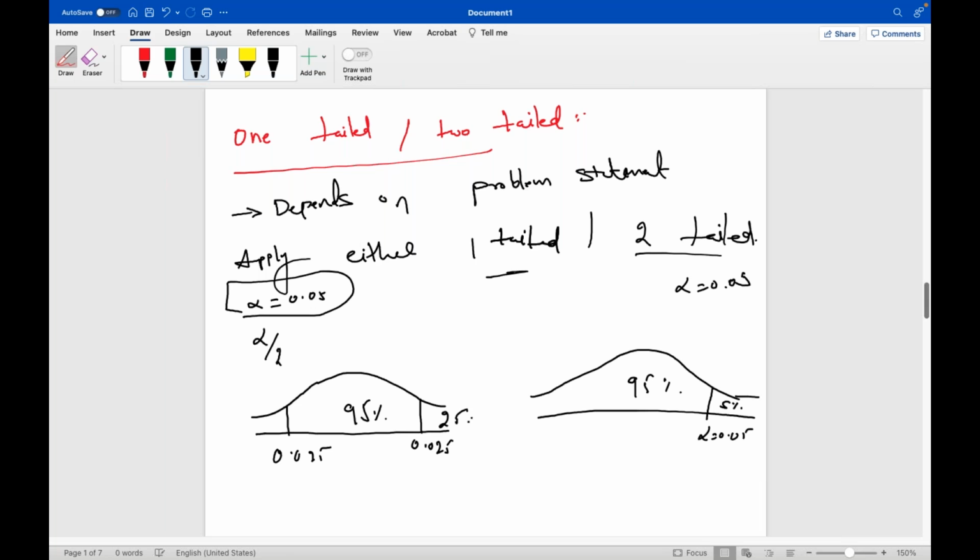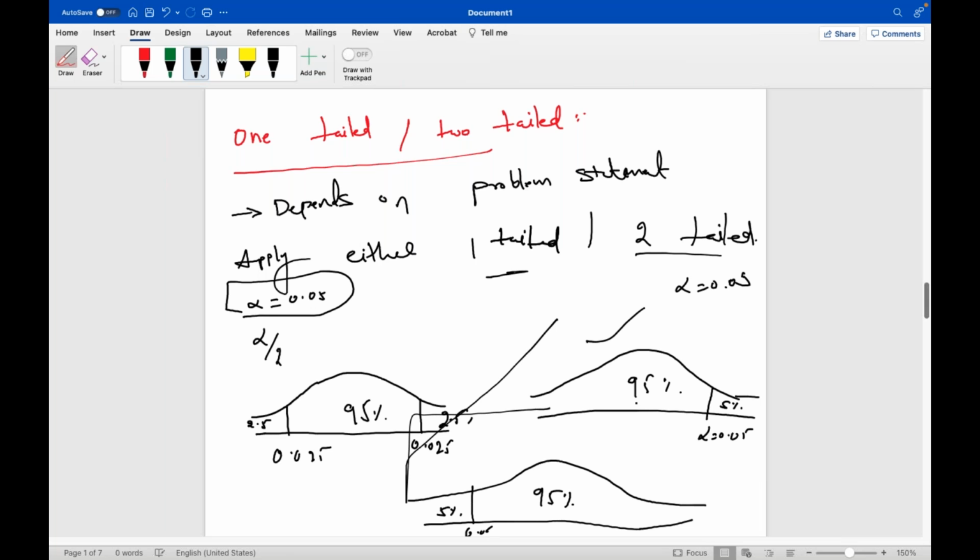So here 2.5% of the data here and 2.5% of the data here, we are segregating on both sides. Maybe you can consider the alpha value on the left side. When you consider the alpha value on the left side, here my alpha value is 0.05. That means 5% here, and the rest of the 95% is this side. So these two are one tail tests, because you're taking only one side. You're not considering both sides, either less or greater. In these situations we can go with this one.